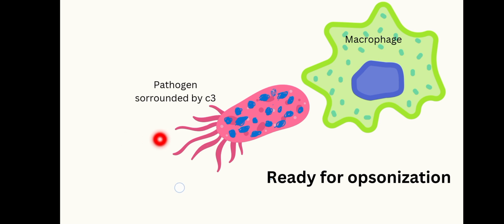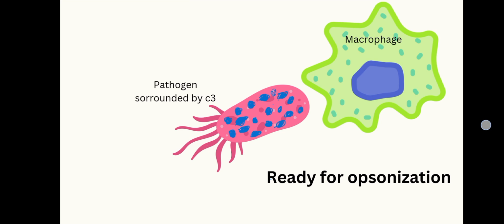Here you can see this pathogen is completely surrounded by the complement proteins. These blue ones are the complement proteins and this is the macrophage. These complement proteins increase the appetite of the macrophage towards this pathogen and now this macrophage will engulf this pathogen. This is called the opsonization process.